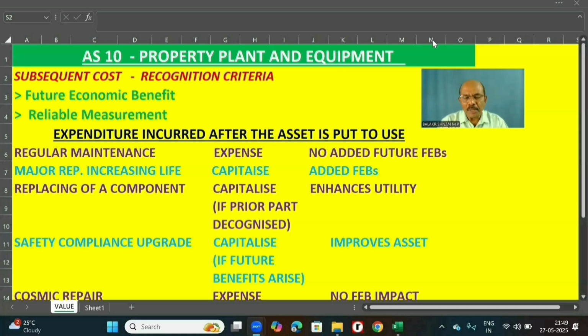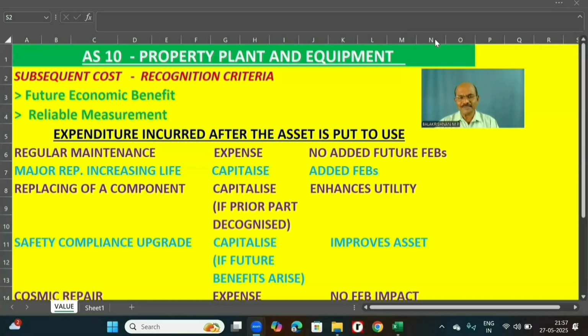Okay. Next one. Major overhaul or replacement of a part. Example, replacing an engine in a truck after 5 years. What's the purpose? Increase efficiency or life. Now, what's the treatment? Capitalize, provided it meets the two basic conditions we know already. What are these? It is probable that future economic benefits associated with the item will flow to the enterprise. And the second condition, the cost can be measured reliably.